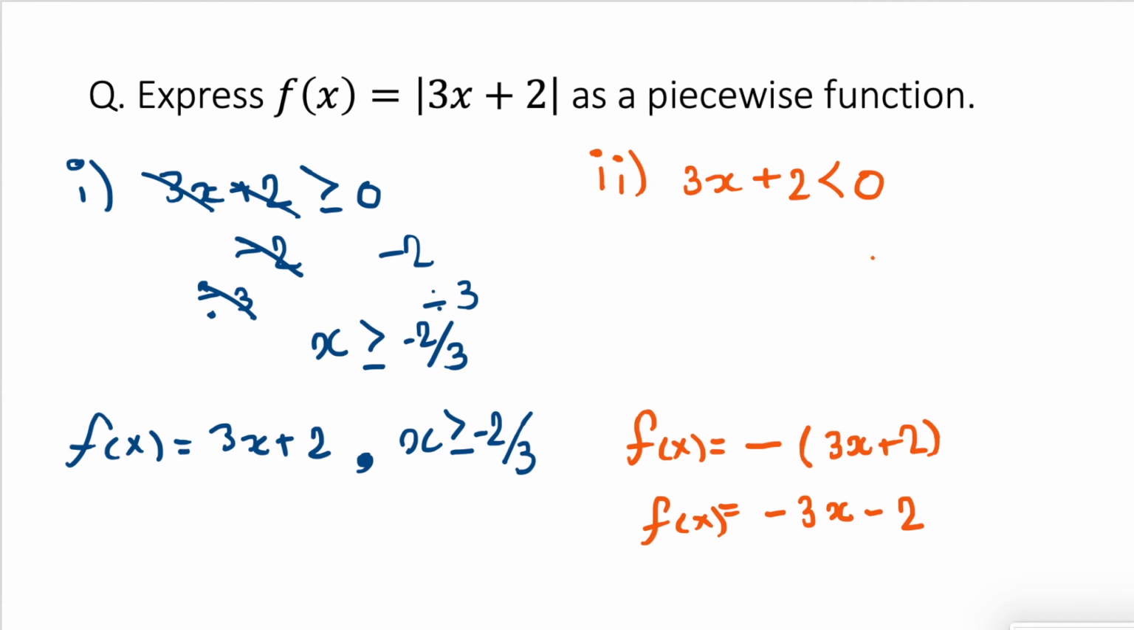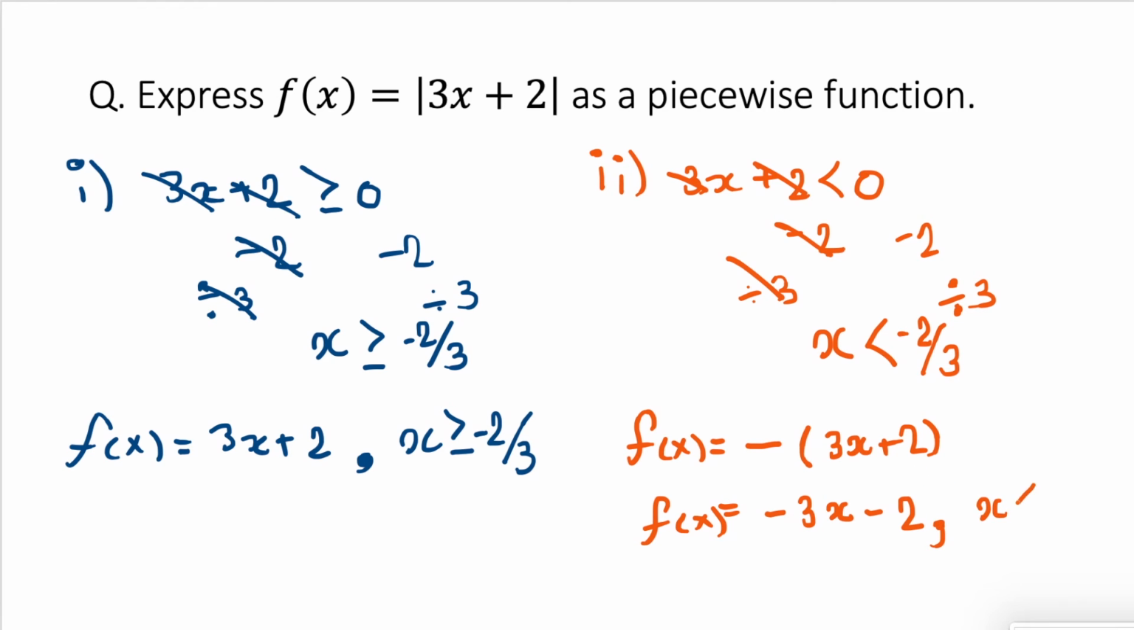Time to simplify this inequality. Minus 2 to get rid of that, and then divided by 3, divided by 3 to get rid of the 3. So this is a case when x is less than negative 2 divided by 3. Sorry, that looks like a minus sign. So this is a case when x is less than negative 2 over 3.